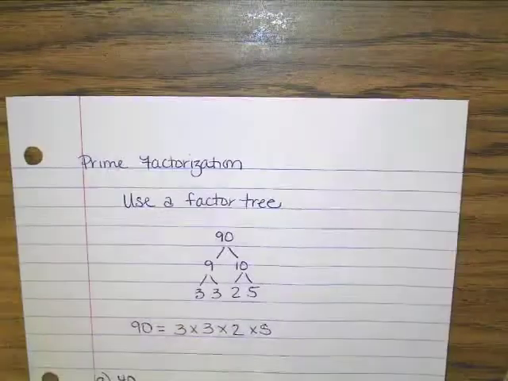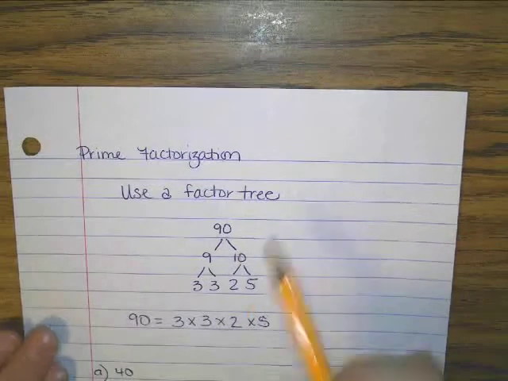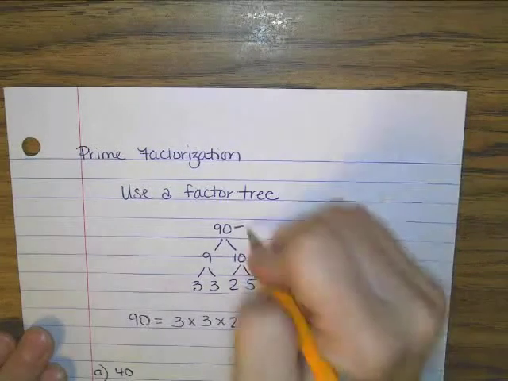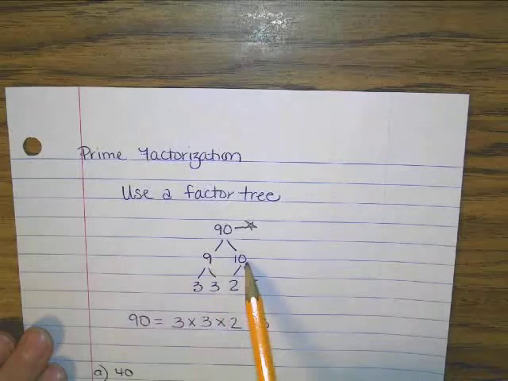Factorization, then. This is where we get to use our Christmas tree. So for prime factorization, we use our factor tree. And we start our tree at the top with the wonderful angel, or the star, whatever you put on the top of your Christmas tree. This is the number that we begin with. And then we branch off.